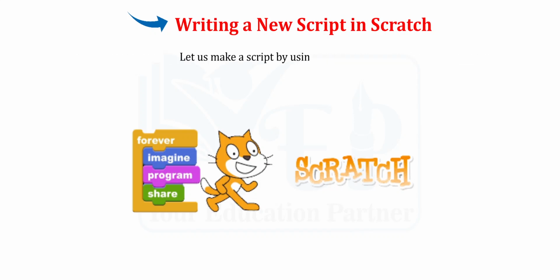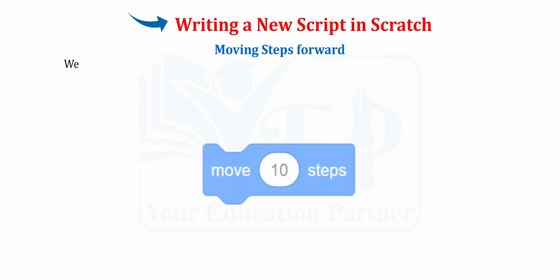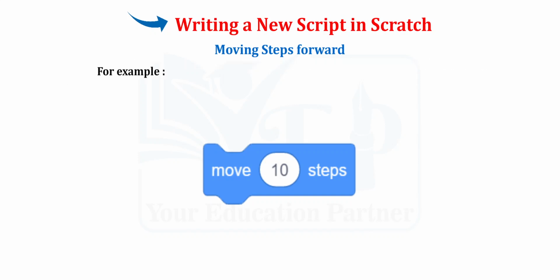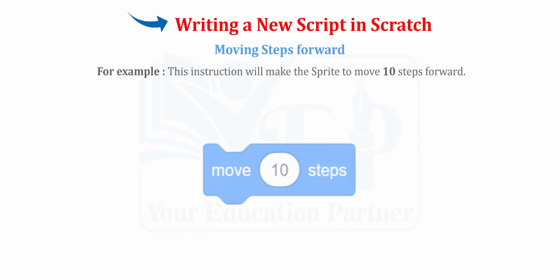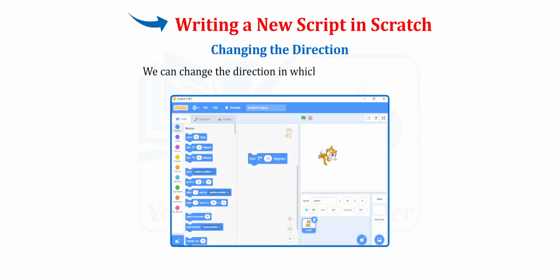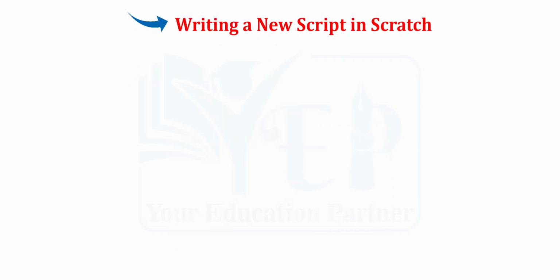Let us make a script by using motion blocks. Moving steps forward. We can control the number of steps a sprite can move by replacing the numeric value with the desired value. For example, this instruction will make the sprite move 10 steps forward. Changing the direction. We can change the direction in which the sprite will move. For example, this block can be used for changing the direction of the sprite by 15 degrees.